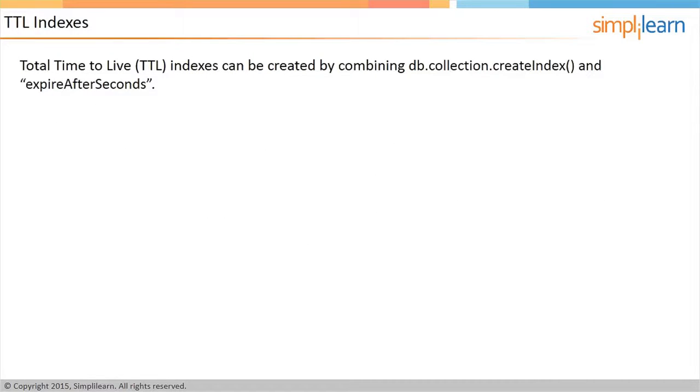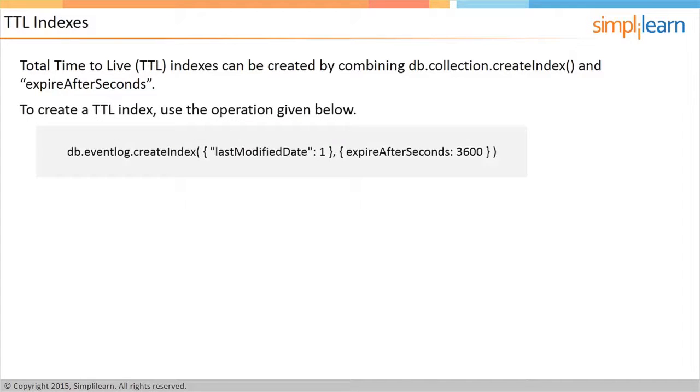TTL indexes automatically delete machine-generated data. You can create a TTL index by combining the db.collection.createIndex method with the expireAfterSeconds option on a field whose value is either a date or an array that contains date values. For example, to create a TTL index on the lastModifiedDate field of the eventlog collection, use the operation shown on the screen in the Mongo shell. The TTL background thread runs on both primary and secondary nodes. However, it deletes documents only from the primary node.